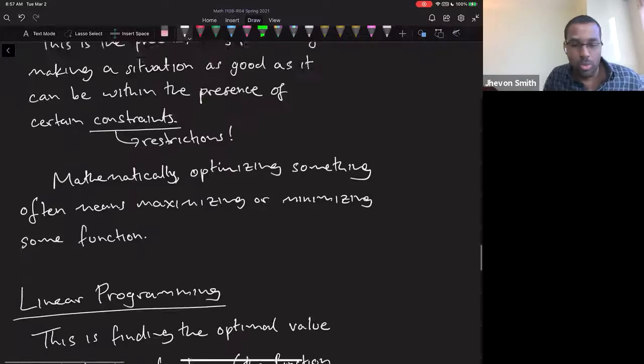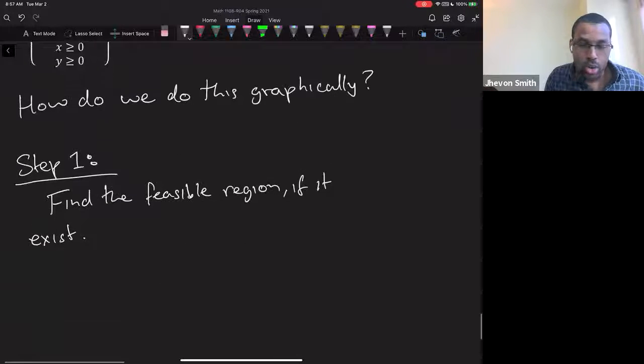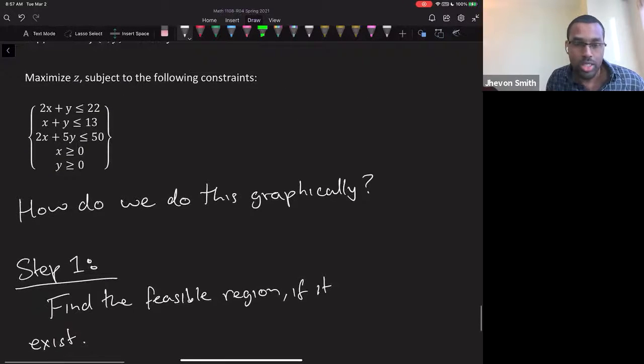Happens every now and then, not all the time, but you want to find the feasible region first, which, hey, that's what we were working on earlier. So this means you're going to sketch the constraints. You're going to figure out what will satisfy all these constraints. So yeah, let's do that.